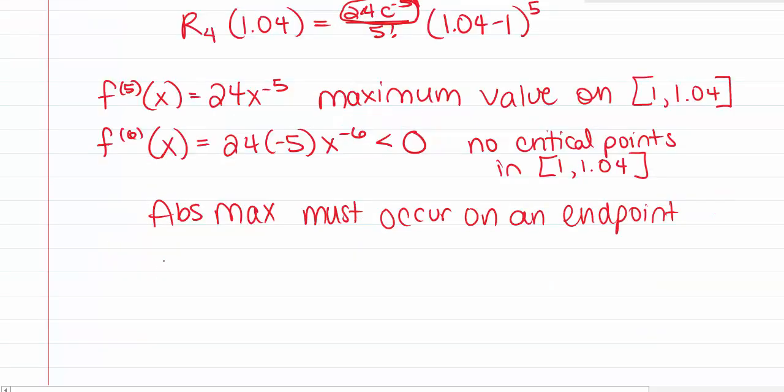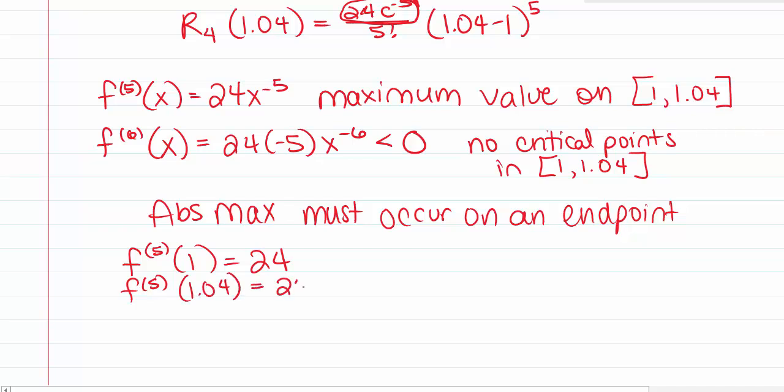All right, so the endpoints are 1 and 1.04. So the fifth derivative of f at 1 is 24. And the fifth derivative at 1.04 is 24 times 1.04 to the negative fifth. Now, since we're taking a number bigger than 1 and raising it to a negative power, that's going to give us a number less than 1 here. So this one is less than 24. So the maximum value is going to be the 24.